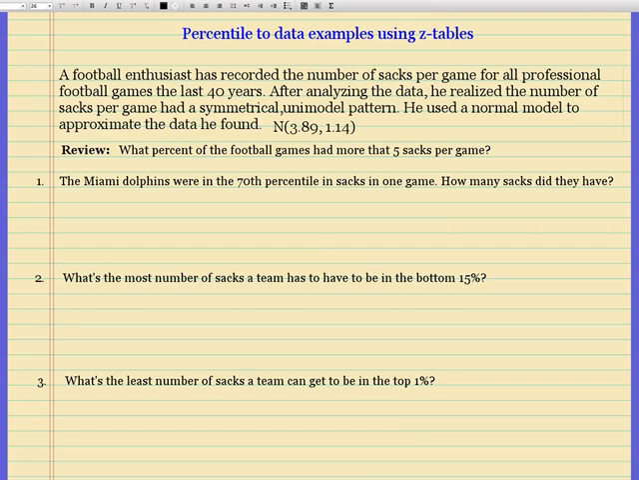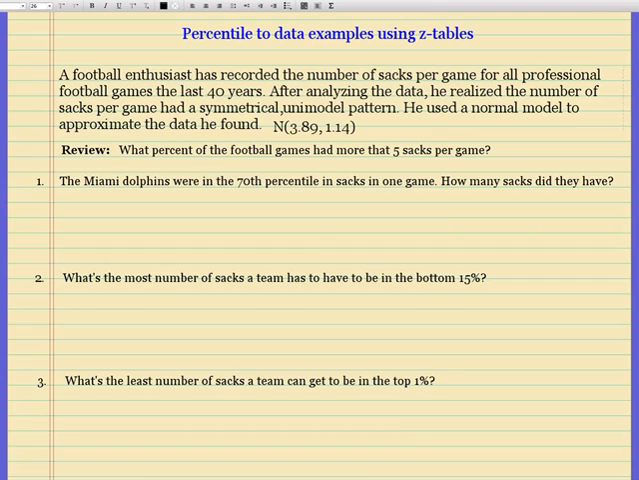Hello everybody. Today we're going to be finding the data when given a percentile, or given a bottom percent or a top percent. Take a second and read the problem. A guy recorded the number of sacks per game for all the football games, and he graphed that data, and it was symmetric and unimodal. So he modeled a normal model after it.